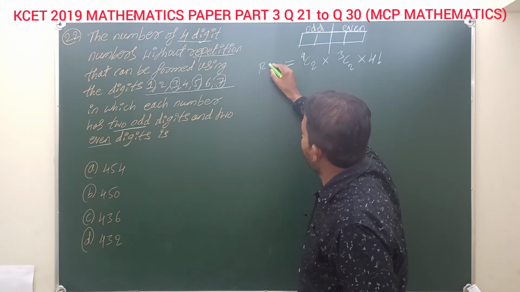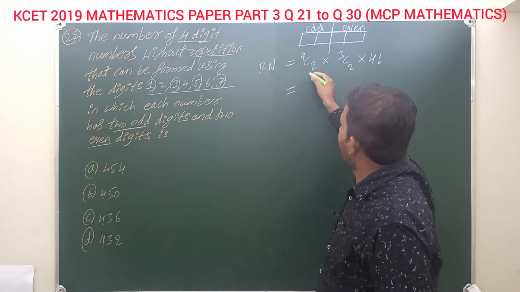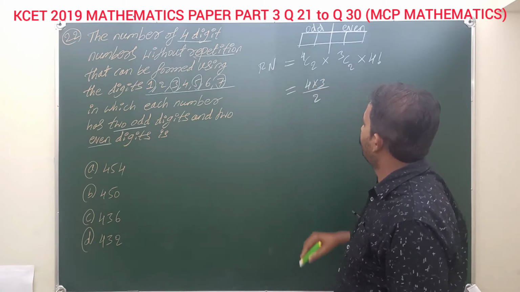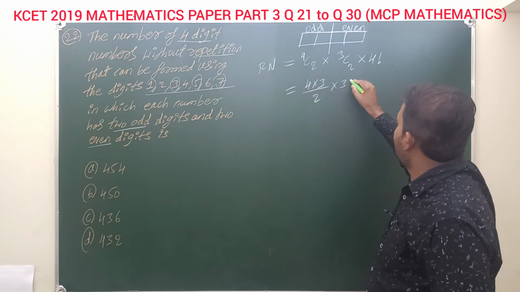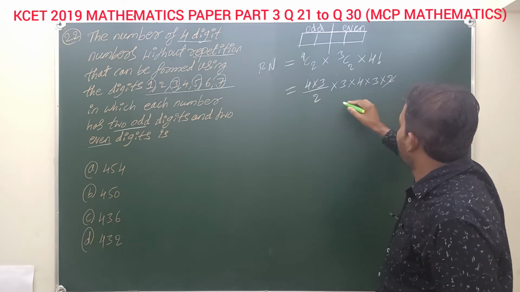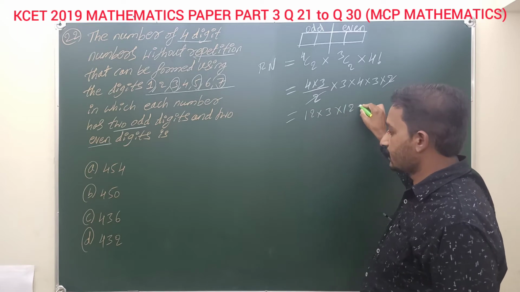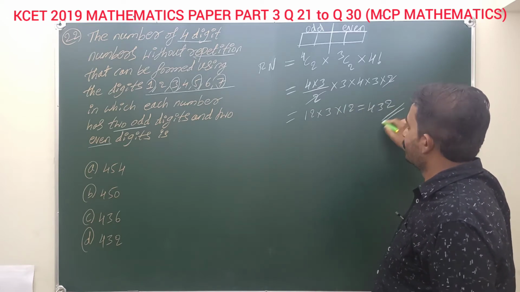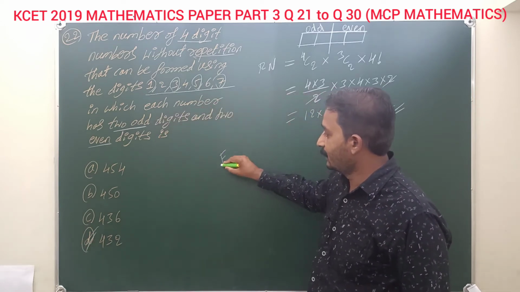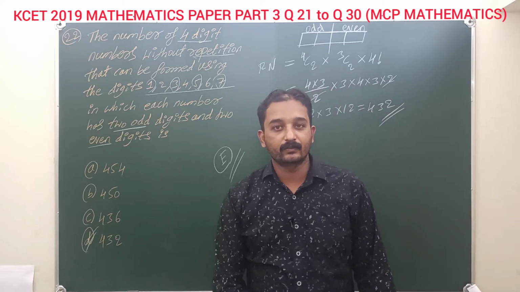So the required answer: 4C2 is nothing but 4 into 3 divided by 2. 3C2 is 3. 4 factorial is 4 into 3 into 2 into 1, here 2 gets cancelled. 4 threes are 12, into 3, into 12 is equal to 432, which is the answer of this question. So it is an easy question. All the students can solve this question easily because they have already solved this type of question in the NCERT textbook. Take down.